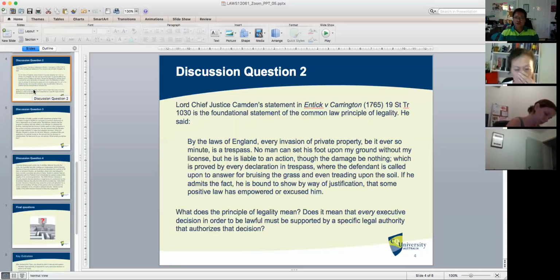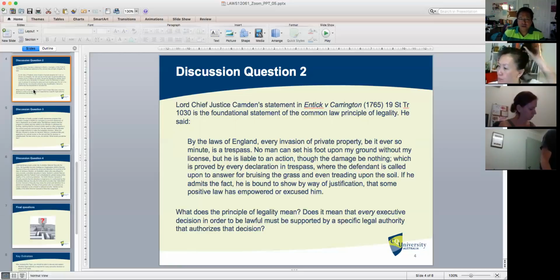Okay, so discussion question 2. Lord Chief Justice Camden's statement in Entick v Carrington is the foundational statement of the common law principle of legality. He said, by the laws of England, every invasion of private property, be it ever so minute, is a trespass. No man can set his foot upon my ground without my license, but he is liable to an action, though the damage be nothing, which is proved by every declaration in trespass, where the defendant is called upon to answer for bruising the grass and even treading upon the soil. If he admits the fact, he is bound to show by way of justification that some positive law has empowered or excused him.